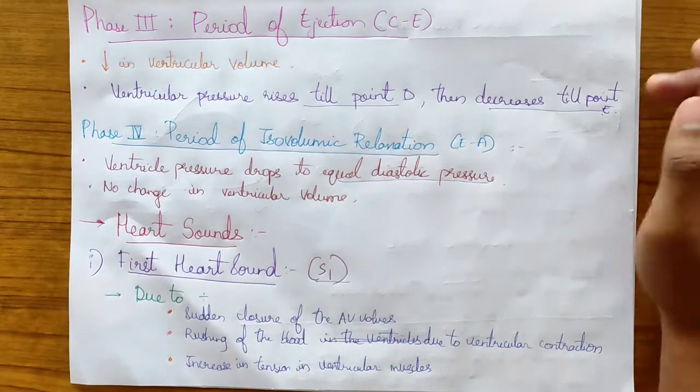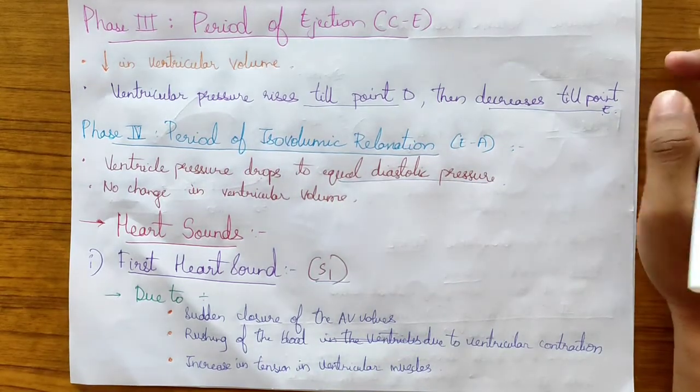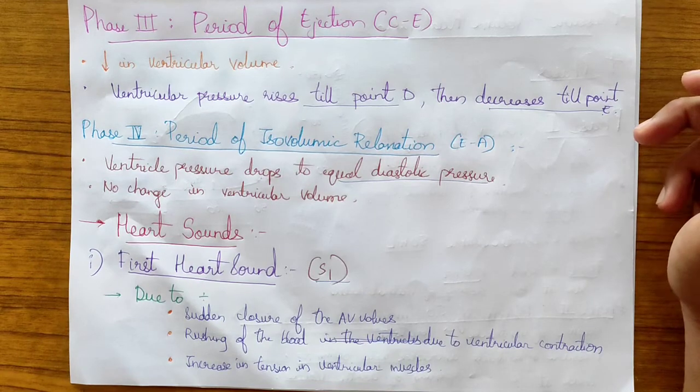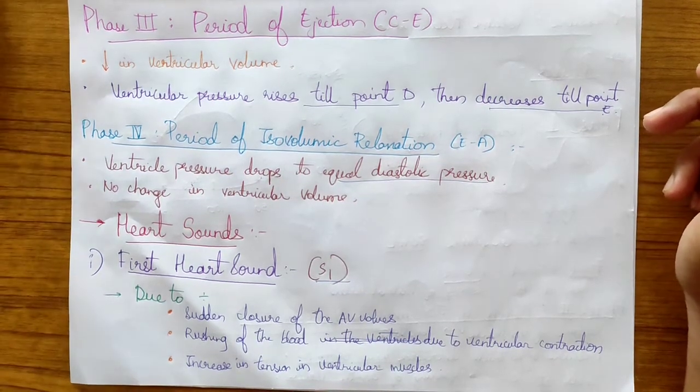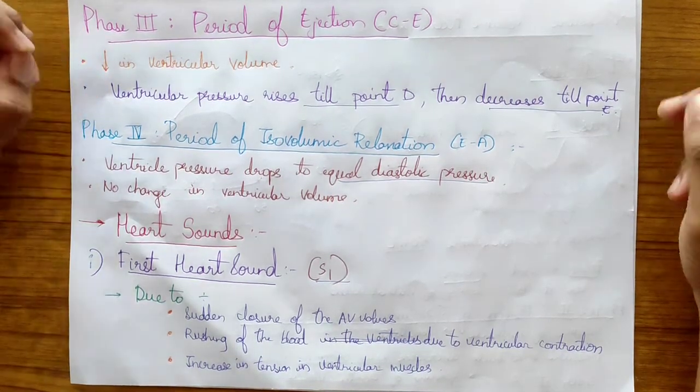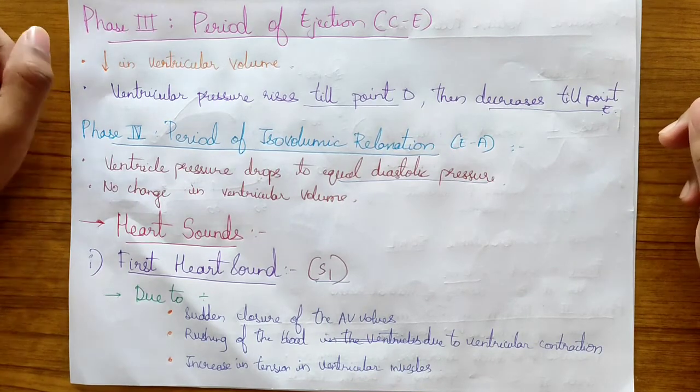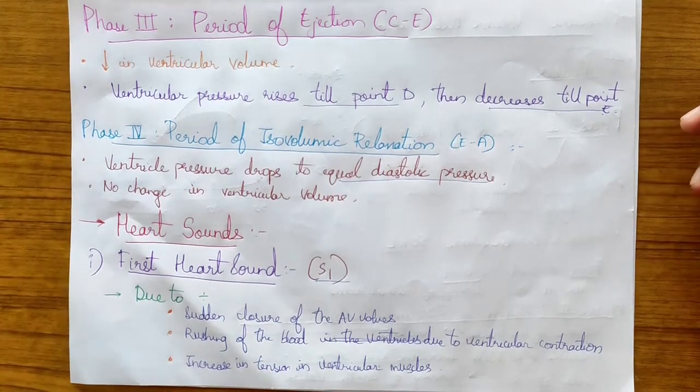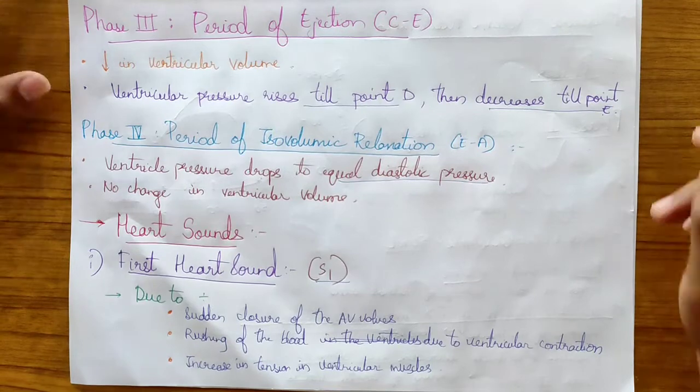There are mainly two heart sounds, the first heart sound and the second heart sound. There are also other heart sounds, the third heart sound, fourth heart sound and triple heart sound, which are not important. The first and second heart sounds can be asked in the board examination. So let's discuss them.